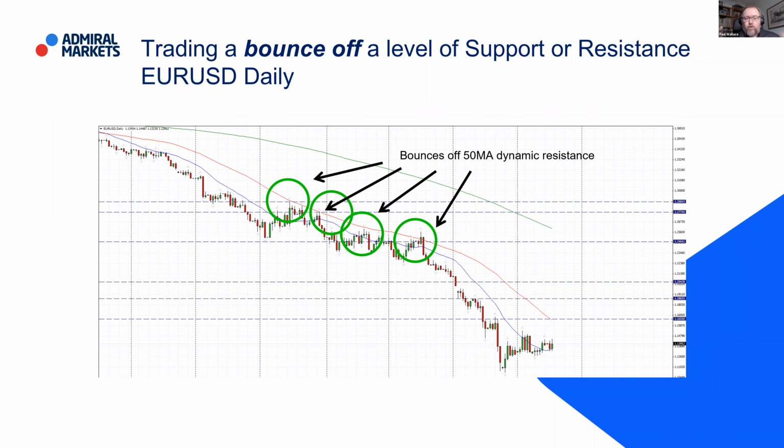You're trading a break of a level of support or resistance, or a bounce off a level of support or resistance. It'd be interesting to know, for those of you here today, what your preference is. I'm not saying you can't trade both styles, but what you tend to find is that people lean one way or the other. It'd be interesting to know what you like to trade yourself, whether you're a breakout trader or a bounce trader, for want of a better description.